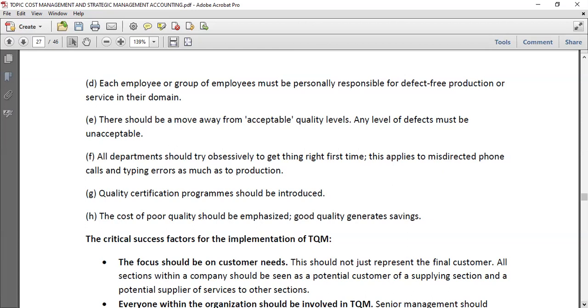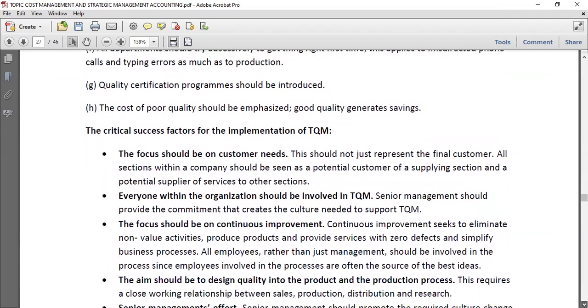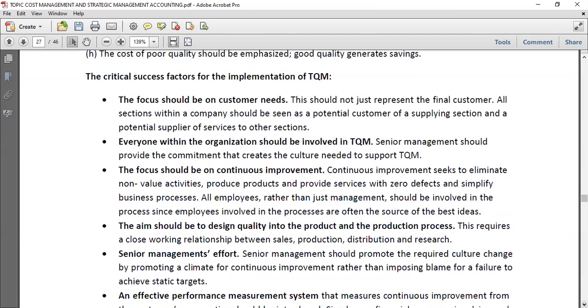So we also have critical factors for the implementation of TQM, basically what should be in place to achieve TQM. We should first focus on the customer needs. Everyone in the organization should be involved. Remember, TQM is for all functions. Our focus should be on continuous improvement. TQM is not a one-day process, it's a continuous improvement, okay?